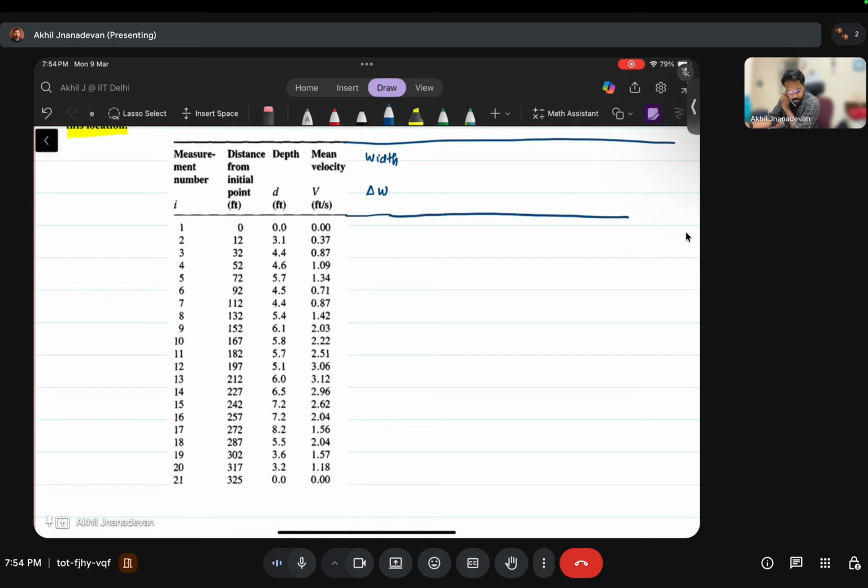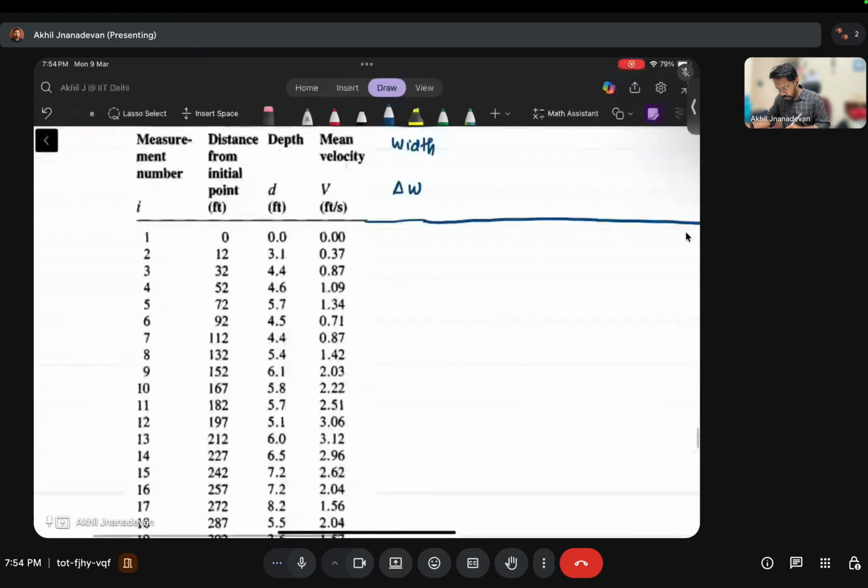Okay, so delta W will be the first case. The width is 0 and 12, right? So 0 minus 12 by 2, that will be 6. And second, it is 32 and 12, right?